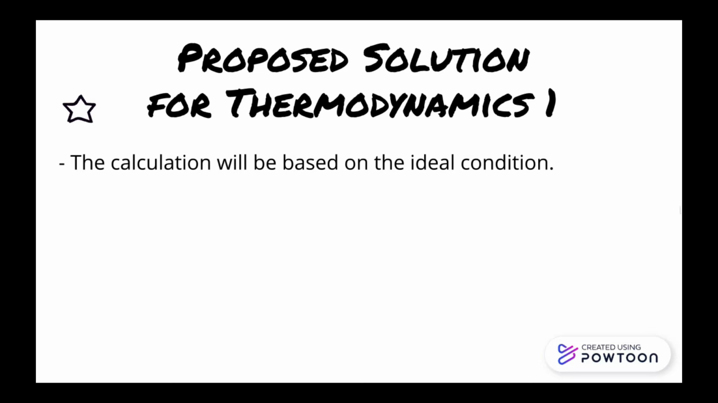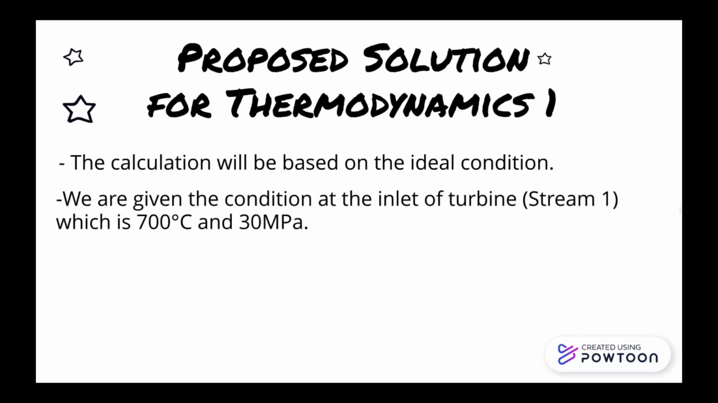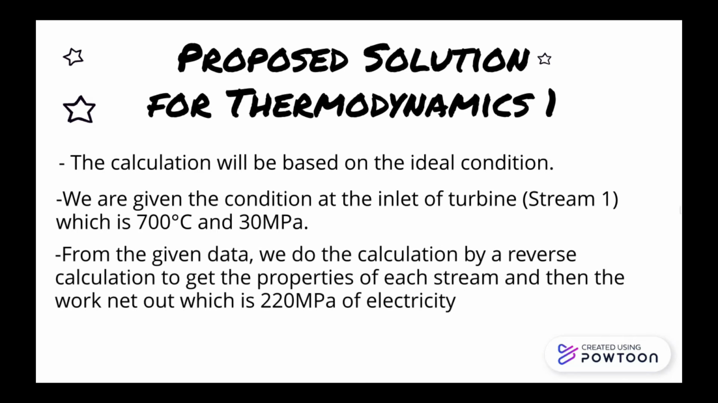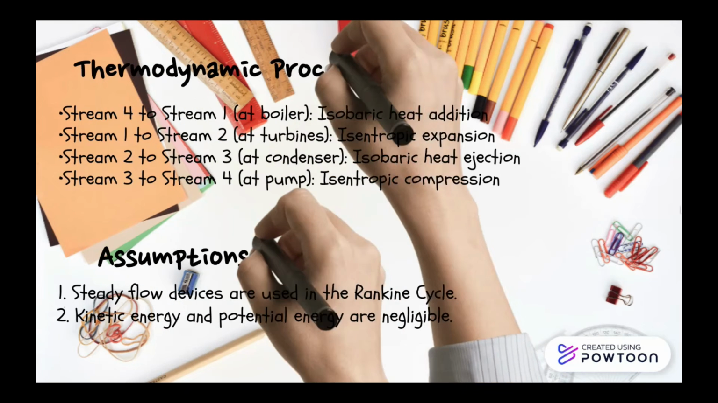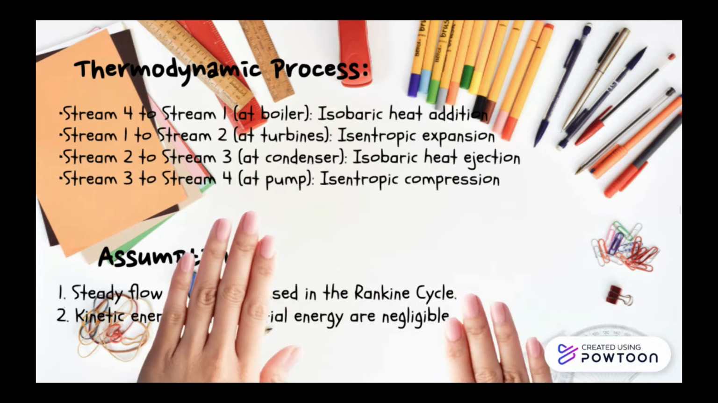Now, we are going to discuss the proposed solution. The calculation will be based on the ideal condition. We are given the condition at the inlet of the turbine, stream 1, which is at 700 degrees Celsius and 30 megapascal. From the given data, we do the calculation by a reverse calculation to get the properties of each stream and then the work net out, which is 220 megawatts of electricity. These are the 4 thermodynamic processes and 2 assumptions involved.